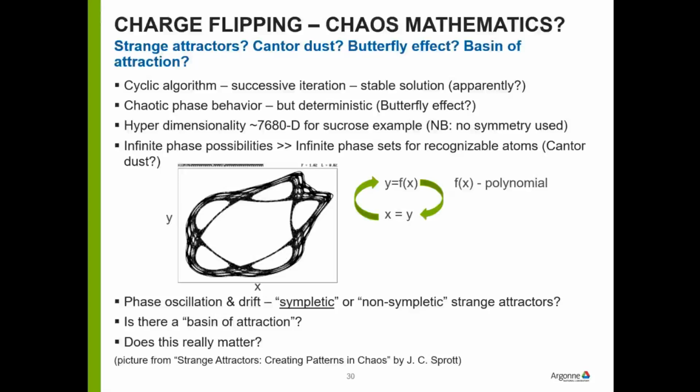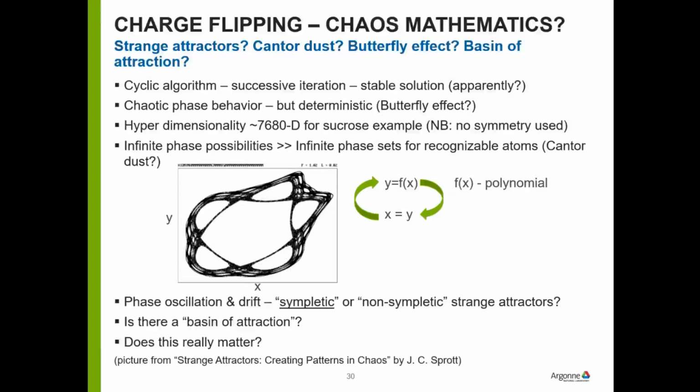This thing is hyperdimensional because there's 7,600 reflections in this case. And so there's 7,600 dimensions in the problem. And there's no symmetry used in charge flipping. There's infinite phase possibilities for all the possible configurations. And similarly, there's a smaller infinity of solutions, but it's still an infinity of solutions. And so this is what's known as Cantor dust, I think, if I read that stuff correctly.